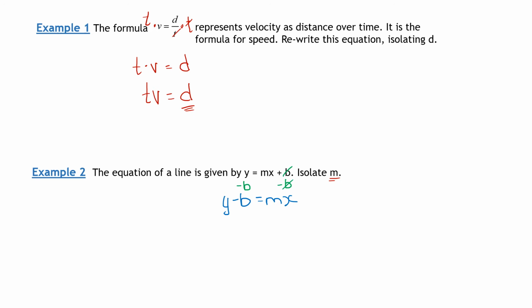I'm trying to isolate M. So the next thing I want to get rid of is the X. I'll have to divide both sides by X. Divide both sides by X. These X's on the right will cancel out. And on the right hand side now, all I have left is an M. And on the left, I have some variables that I really can't simplify at all. I can't tidy these up or change it in any way. It has to stay like that, Y minus B over X.